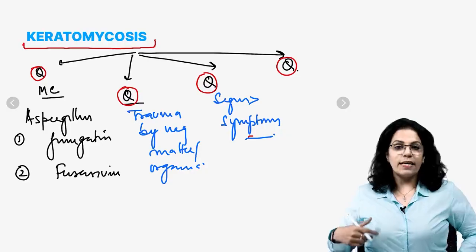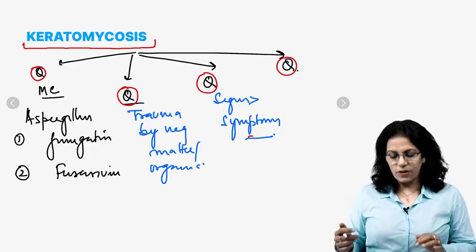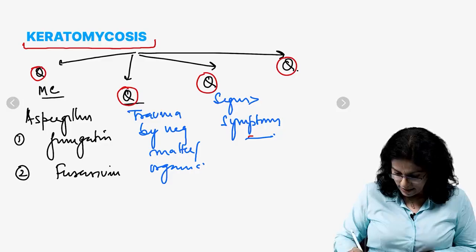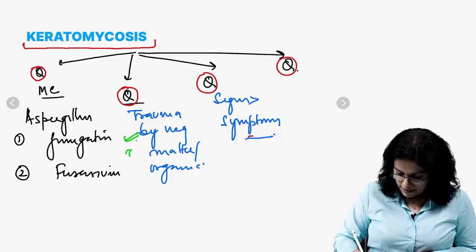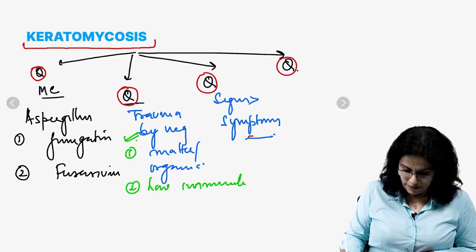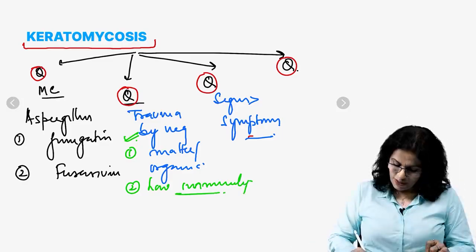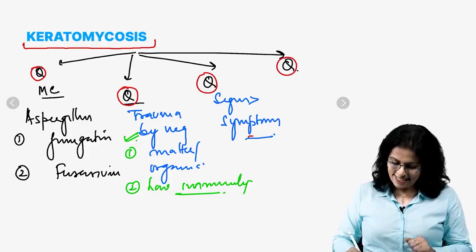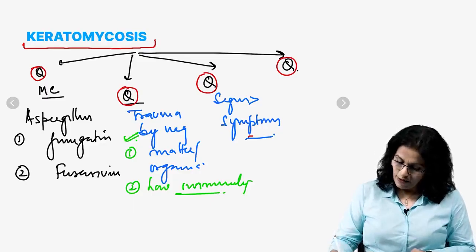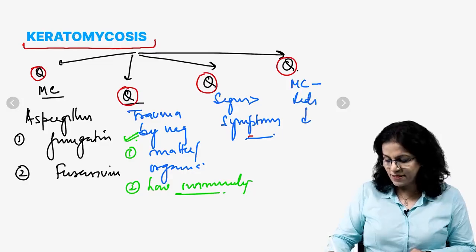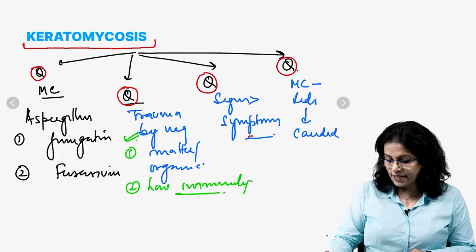Of course, another cause, if you want to add, can be low immunity. Mainly it is trauma by vegetative matter that you have to answer. Otherwise, any low immunity can lead to fungal infections. We all know this. If they ask you the most common fungus infecting lids, what will you answer? They have asked this once, that's why I am discussing. We answer Candida albicans.